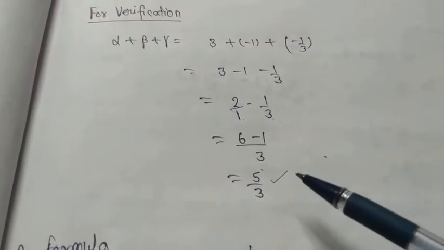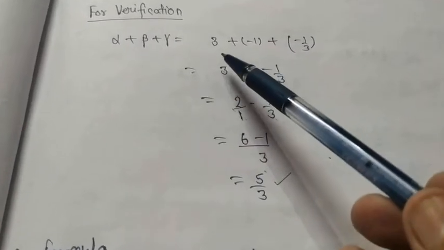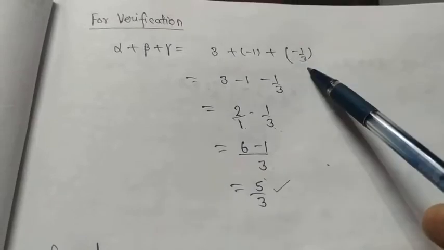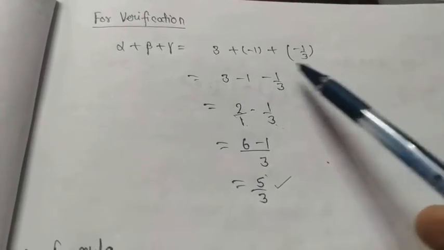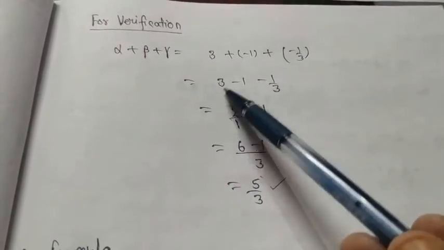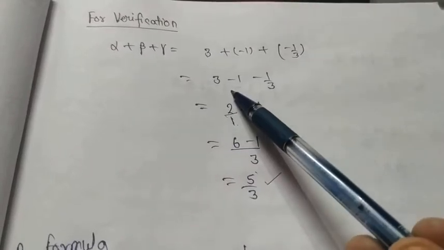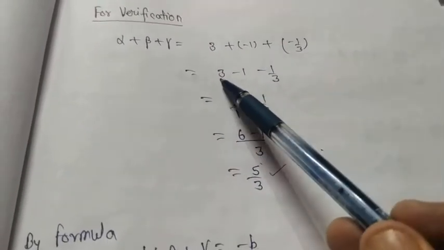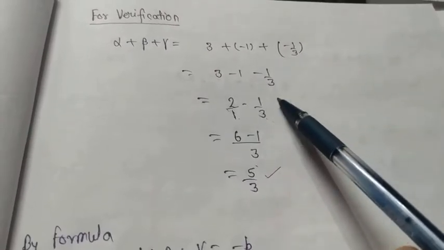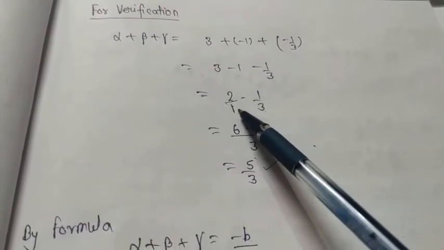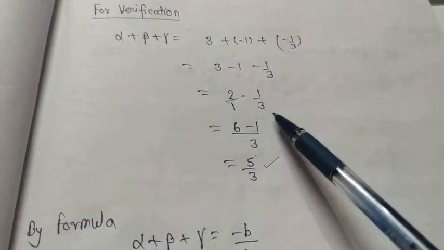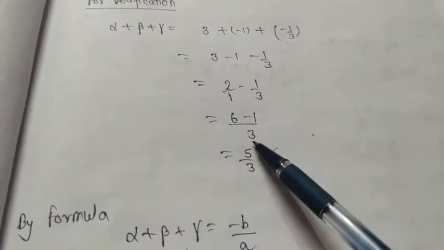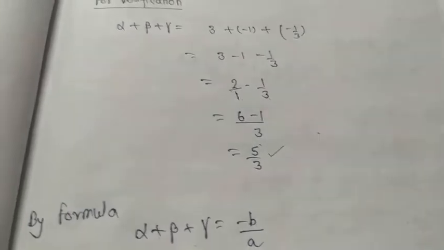It is the first step. So what I have done, here will be 3, here will be minus 1, here will be minus 1 by 3. When you solve it, 3 plus minus 1 will become 2, and 2 minus 1 by 3, when you take the LCM, the LCM will be 3, and after solving it you will get 5 by 3.